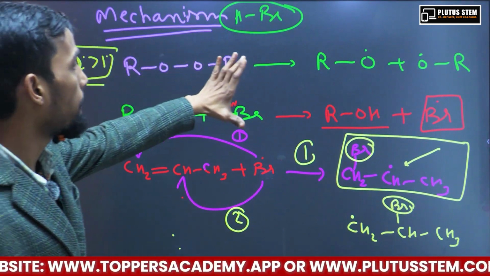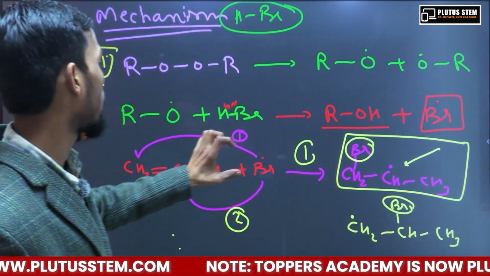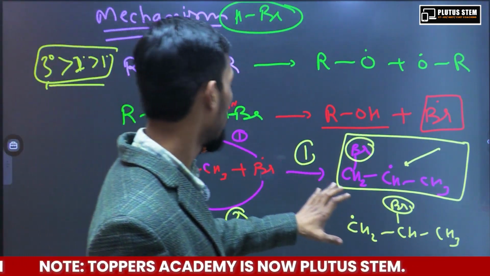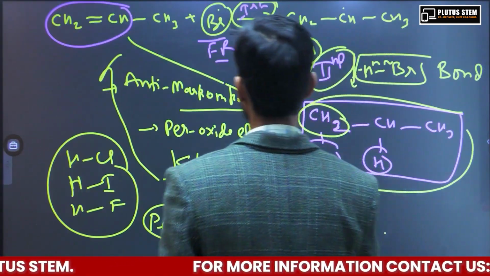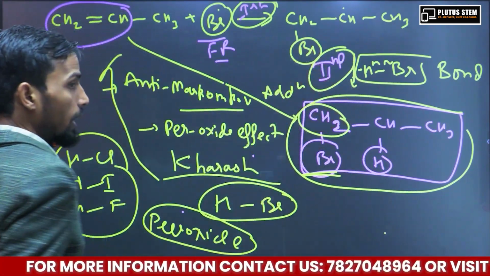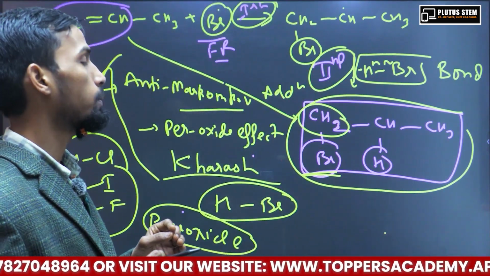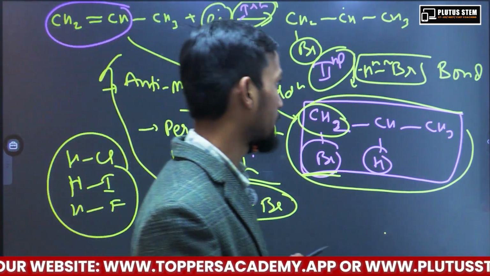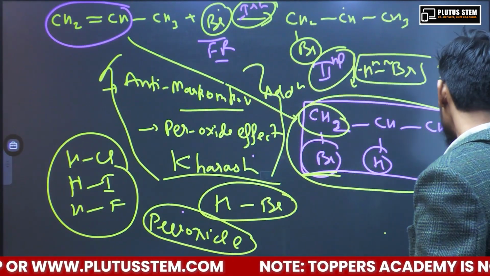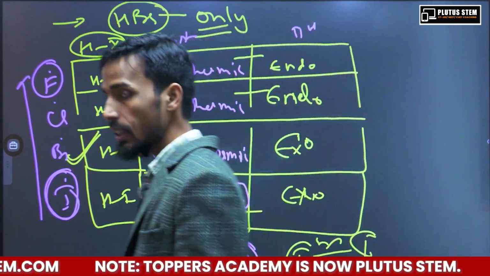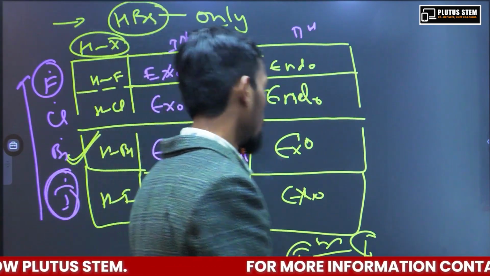I have told you how the peroxide bond breaks down, then the alkoxy radical formation takes place, then this free radical reacts with this alkene in the first step, and in the second step this reacts again and we get a product with attachment of halogen, or you can say the negative part of the addendum, at the alkene carbon having more hydrogens. This rule is termed by three names: peroxide effect, anti-peroxide effect, and anti-Markovnikov rule.